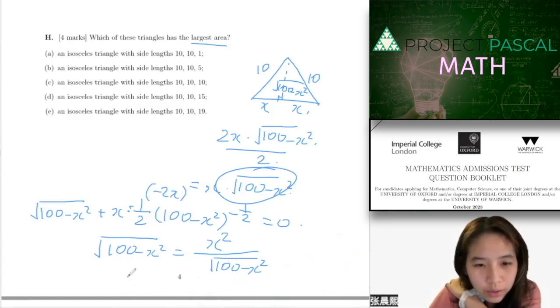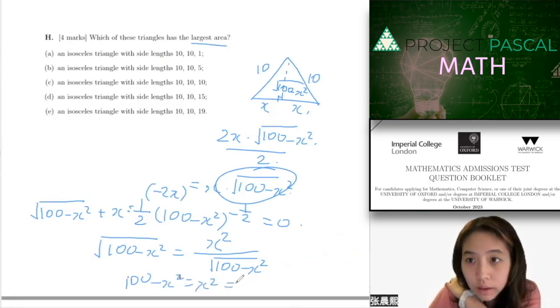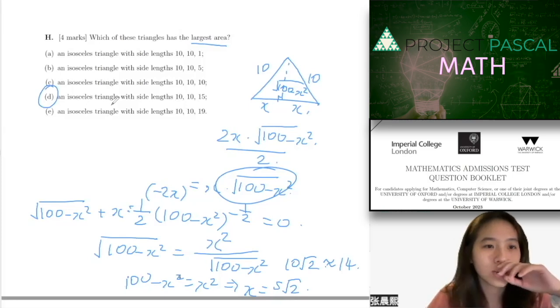So 100 minus x squared is x squared, so x is equal to 5 root 10. So there's like 2 root 10, 10 root 2, which is around 14. So the closest option to it is D. So the answer is D.